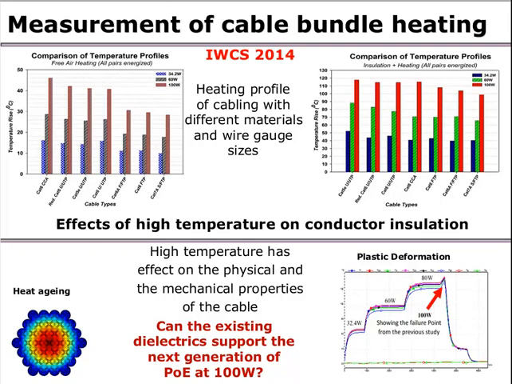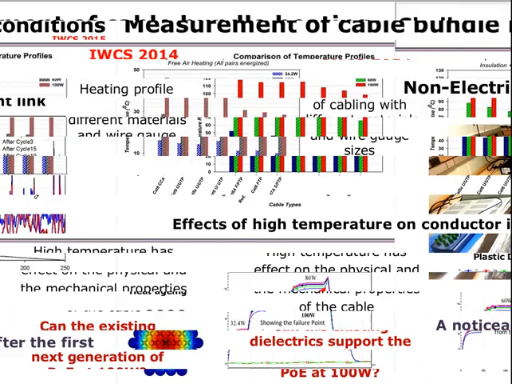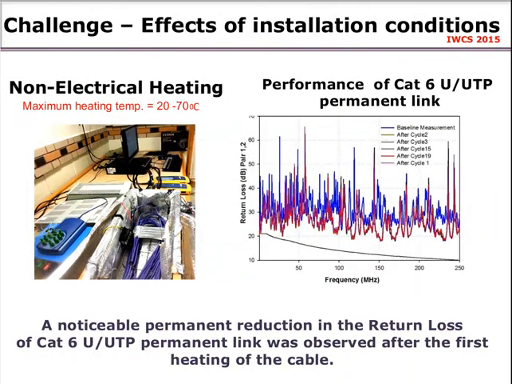In fact, when the temperature rise on the insulated unshielded twisted pair cable reached a temperature at which the dielectrics were extruded on their copper conductors, that is 135 degrees C rise above ambient, the deformation of the dielectric was observed. The dielectrics melted and a short circuit occurred. Having seen this effect, the important question now is whether the existing dielectric can support the next generation of PoE at 100 watts.